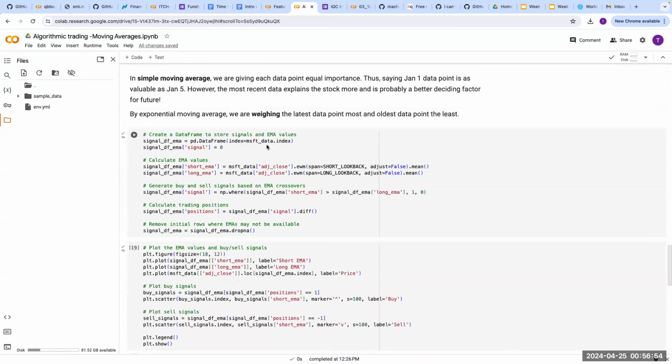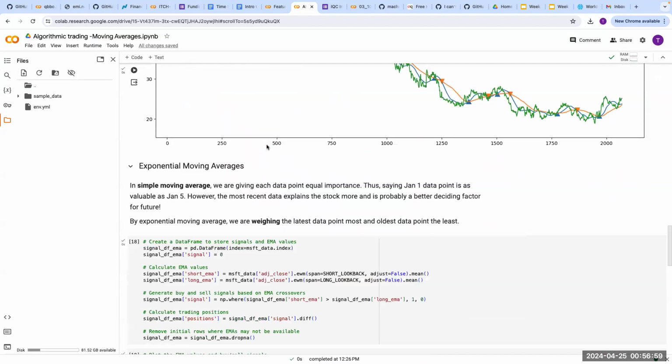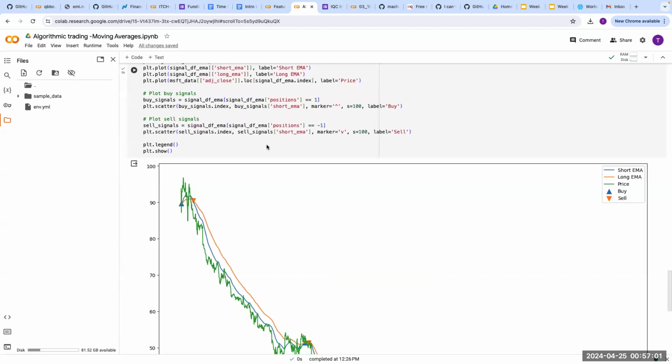So they are different from the one above, and if you try to follow one versus the other, you'll find that exponential kind of works out better. So that's the task for this simple average.